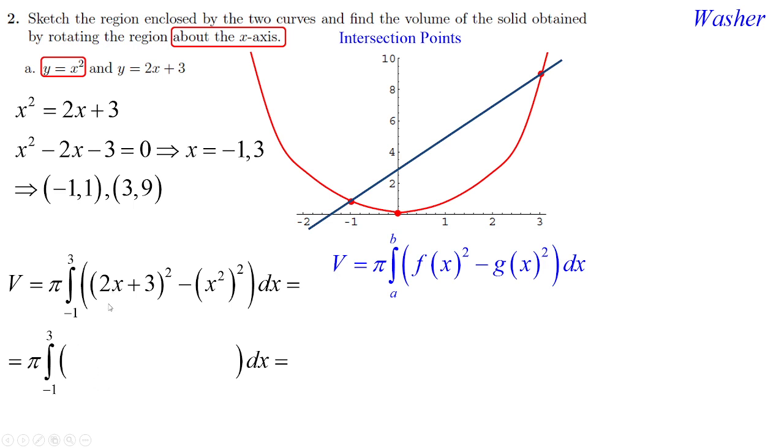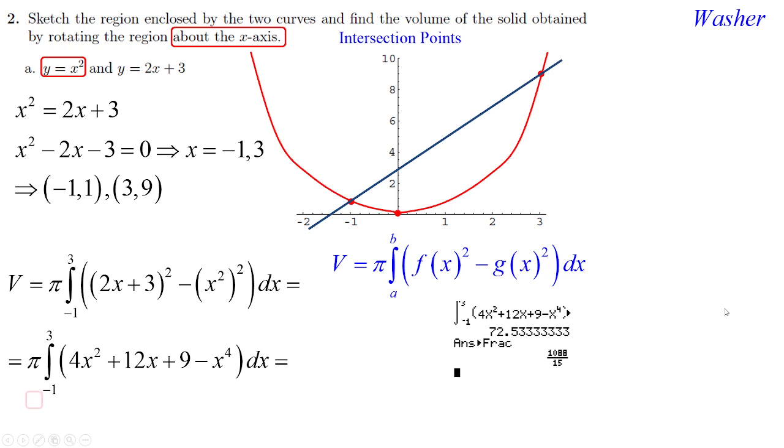All right. So how about we go 4x squared plus 12x plus 9 minus x to the fourth. And then I did it on the calculator, and I got 1,088 over 15. Don't forget that pi. 1,088 pi over 15.